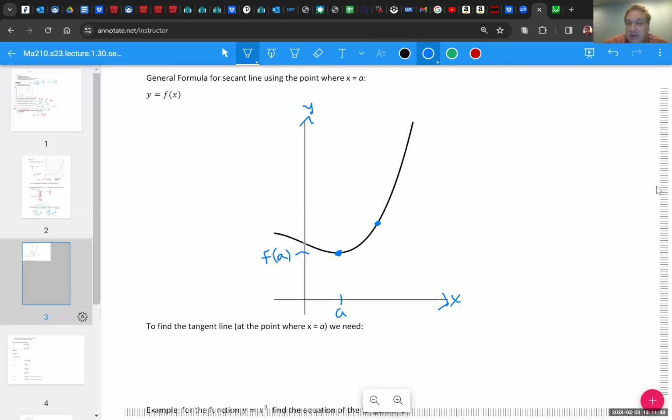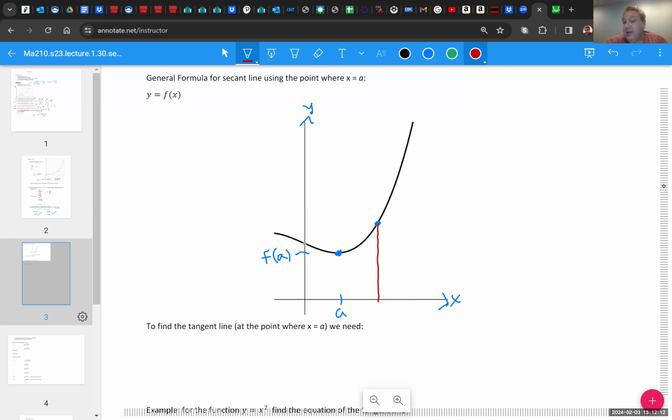Now, with the resolution of these cameras and pens, I can't show you 2 points that are extremely close to each other because it just kind of blurs in. So I'm going to be using 2 points which look kind of far apart, and we're going to imagine that they're getting closer and closer and closer together. So that's our second point over here.